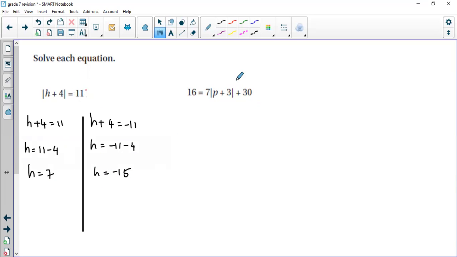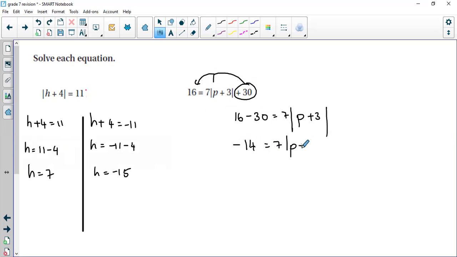Now, for this question, of course, you know that we need to get rid of these numbers which are on the side. So to remove that, we have to first solve the numbers. So when the numbers go to the other side, that's plus 30 goes to the other side, that becomes a minus 30 equals 7p plus 3. 16 minus 30 will give me a negative 14, which is equal to 7p plus 3. Right, now to remove this 7, this means 7 multiplied, so we are going to divide negative 14 by 7 to get the value. So this is going to give me negative 2, equals absolute value of p plus 3.